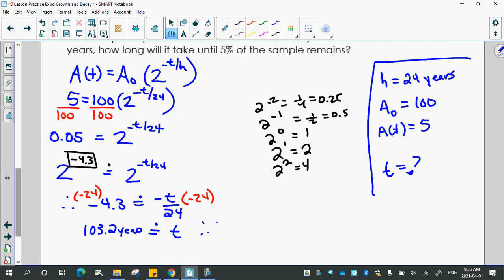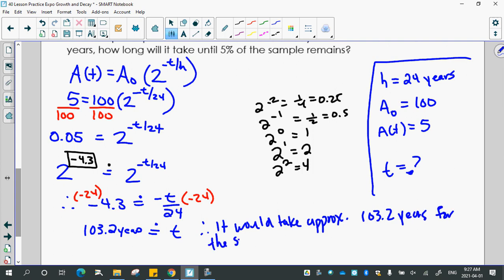So therefore, it would take approximately 103.2 years for the sample to decay to 5% of its original amount.